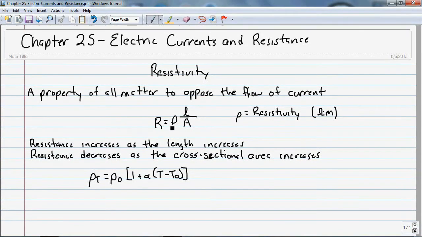Very few materials show a negative alpha. A few semiconductors typically have a negative alpha, and that's due to the nature of the material. There's some specific phenomena at the quantum level that causes that to happen. But for most materials, alpha is a positive number.